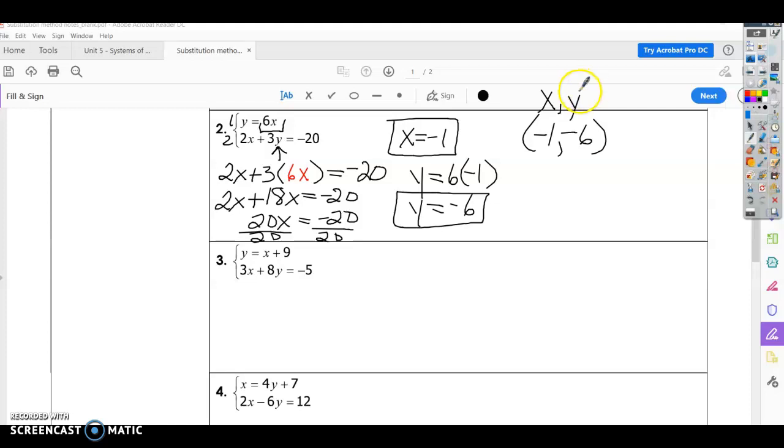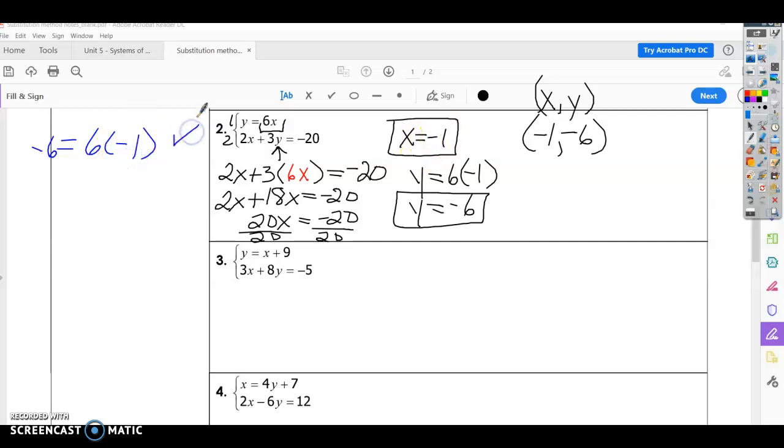It's always your x and your y. All right, then you're going to substitute in and see if you can check it. And let's do that over here to the left again. So my y value is negative 6. So equation 1 says, does negative 6 equal 6 times x? And x is negative 1.